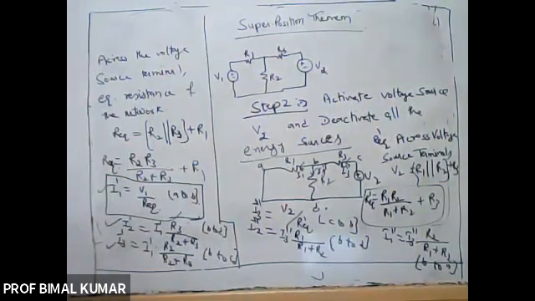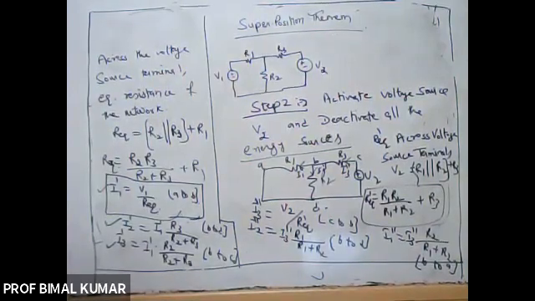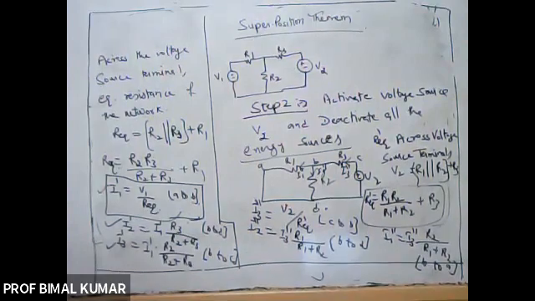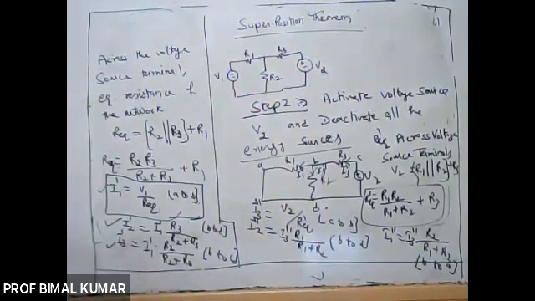So I1 dash, I2 dash and I3 dash are the values of the current with their direction due to the voltage source V1, right? And I1 double dash, I2 double dash and I3 double dash are the values of the current with their direction due to the voltage source V2, right? Now what to do?